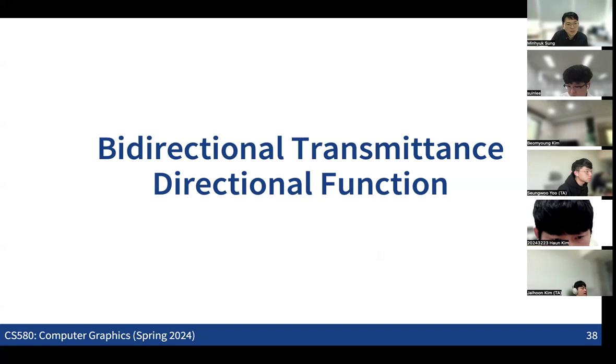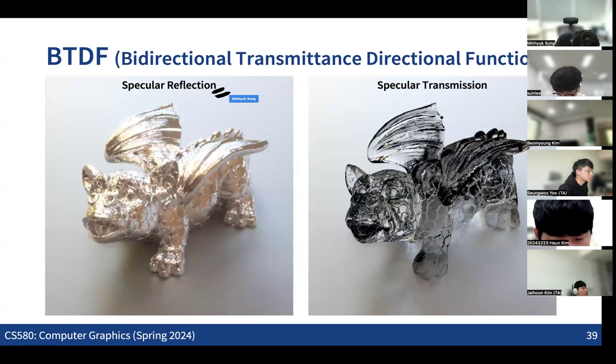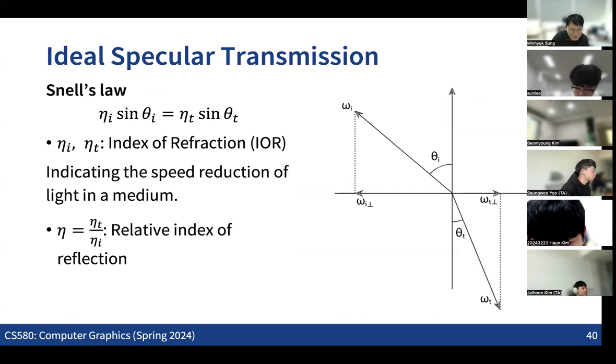As we have seen in the examples with reflection, now we can also see cases where we have some transmittance of light into the surface. So how can we compute the direction of the transmission? We can recall some of the ideas that we learned in high school. So we can calculate the outgoing direction of the transmission with Snell's law.